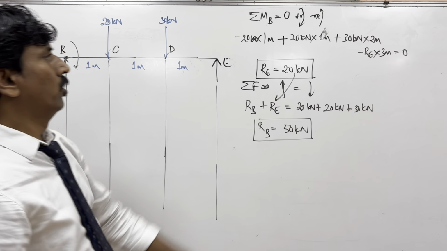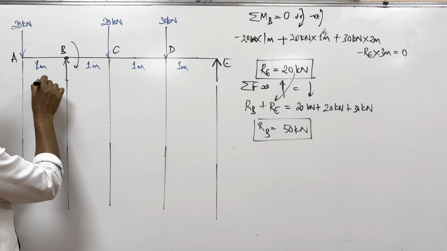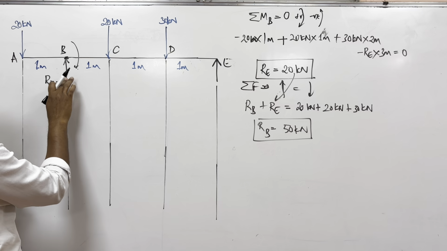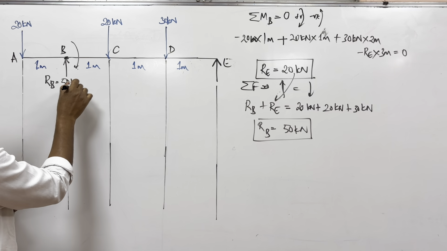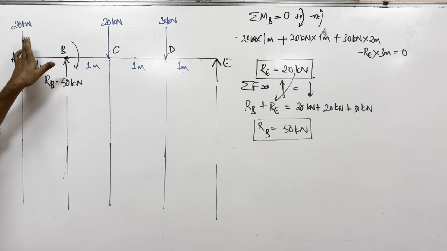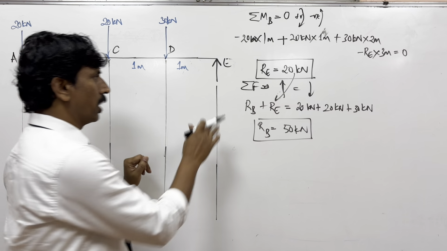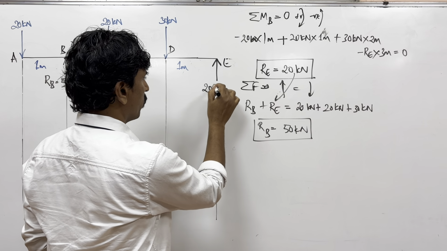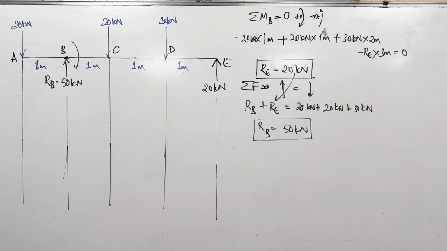So first you have set a platform where you have found the reaction forces. The reaction at RB is equal to 50 kilonewton. Obviously, you have an overhang here, so it is taking more load here, and this side it is taking less load. This is actually 20 kilonewtons. Once you have done this, the remaining steps follow.